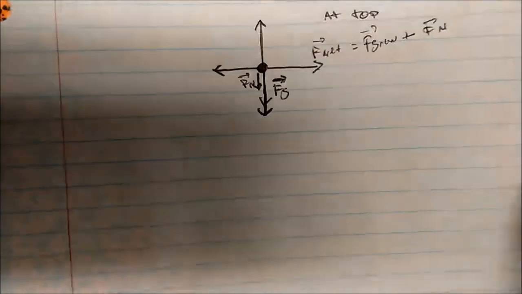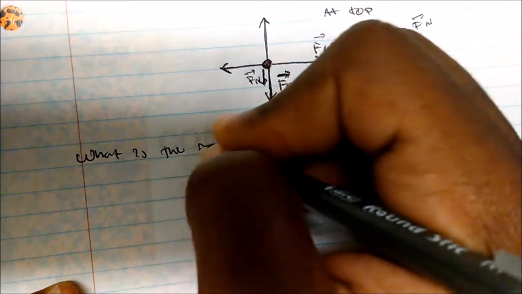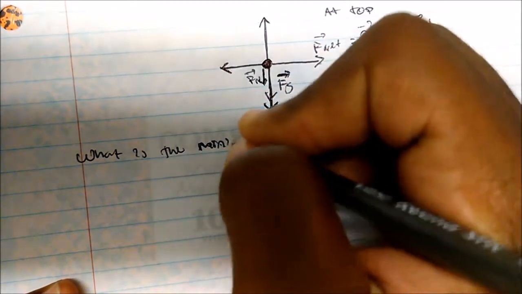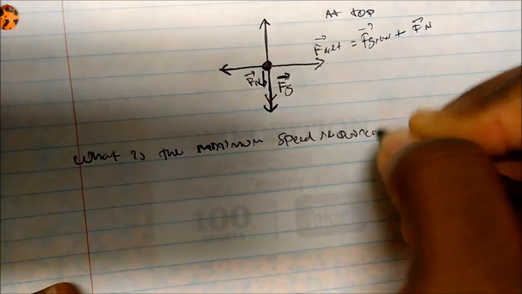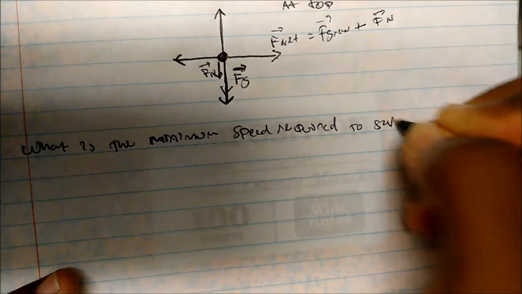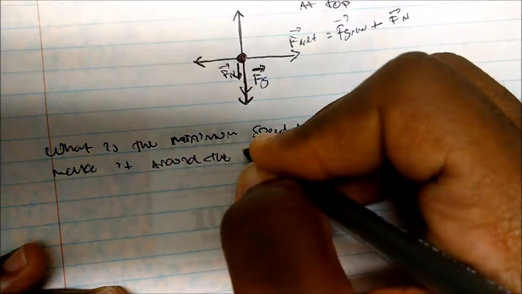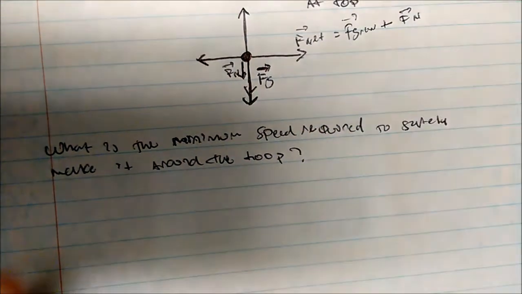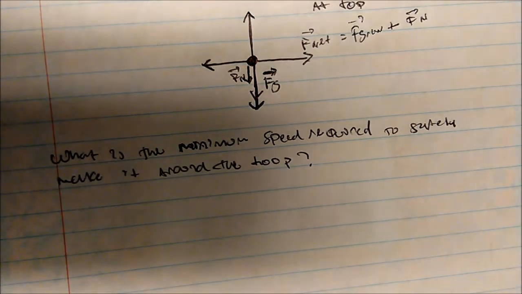Now, my question to you is, what if I had a question that asked, well, what is the minimum speed required to safely make it around the loop? Okay, what if I had this question and I ask you, well, what is the minimum speed required to safely make it around the loop? Well, we got to think of a couple things here.